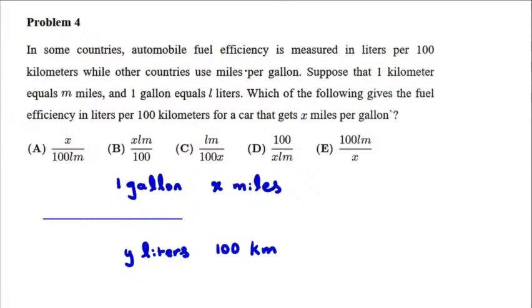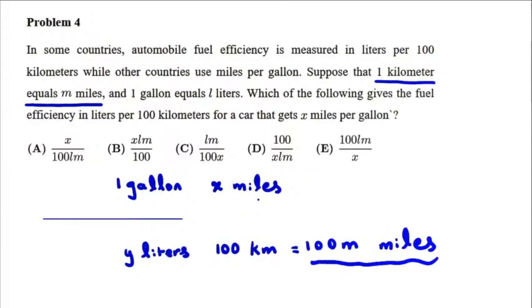So let's read the problem. It says 1 kilometer is M miles. 1 kilometer equals M miles. So you can say the relationship between X and 100 equal to 100 times M, because 1 kilometer is M miles, it will be 100M miles. Okay, now in this case we have X miles, in this case we have 100M miles. Now, the next thing, 1 gallon equals L liters. So we can say it is L liters.